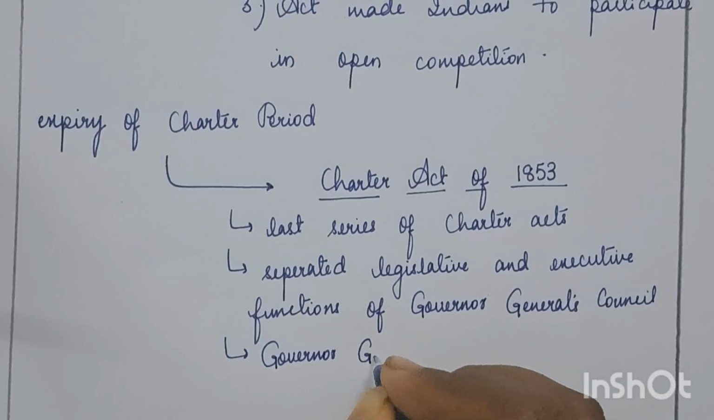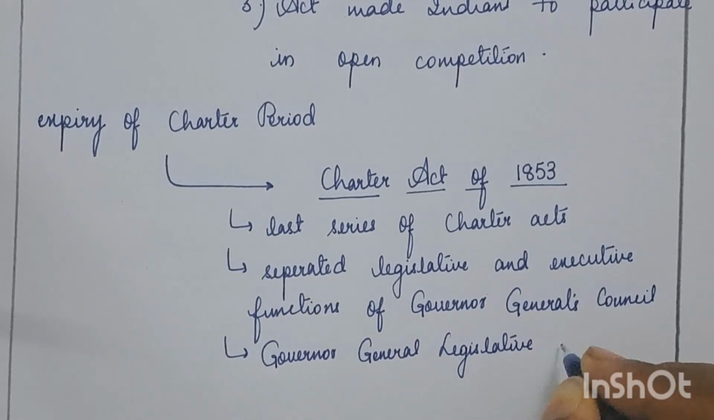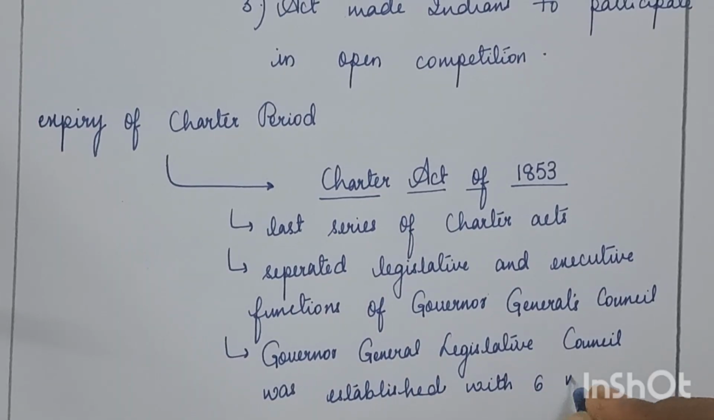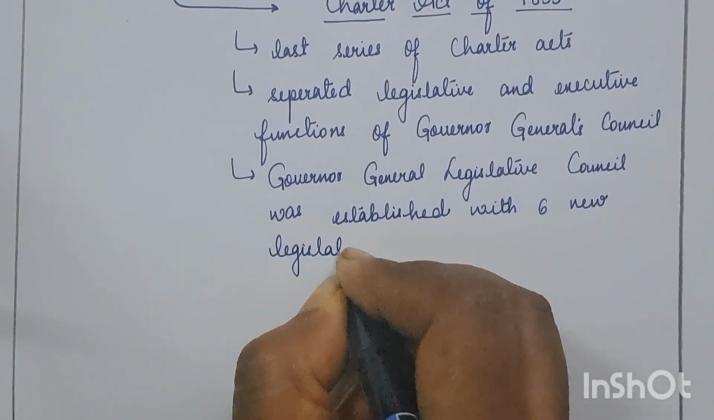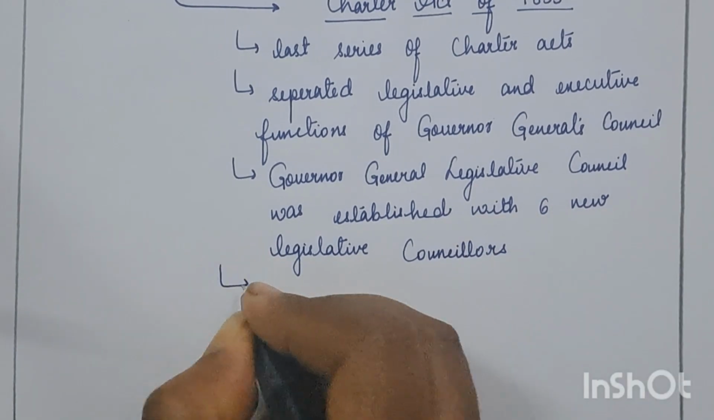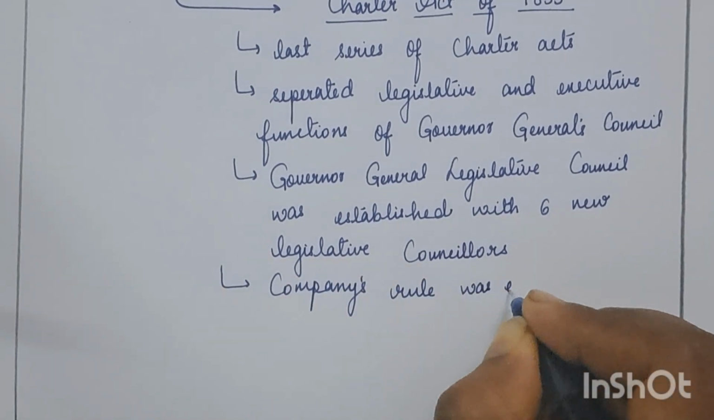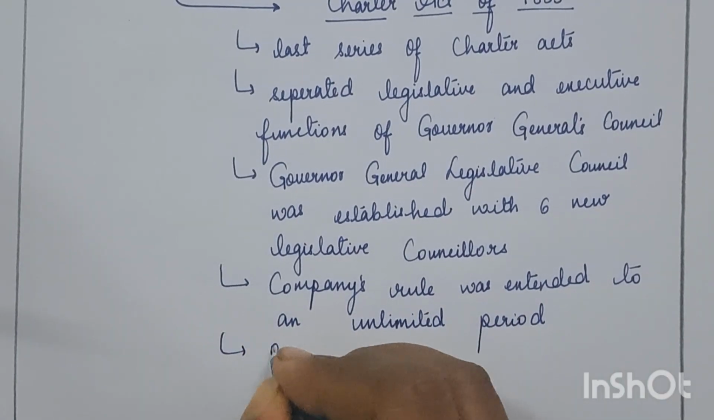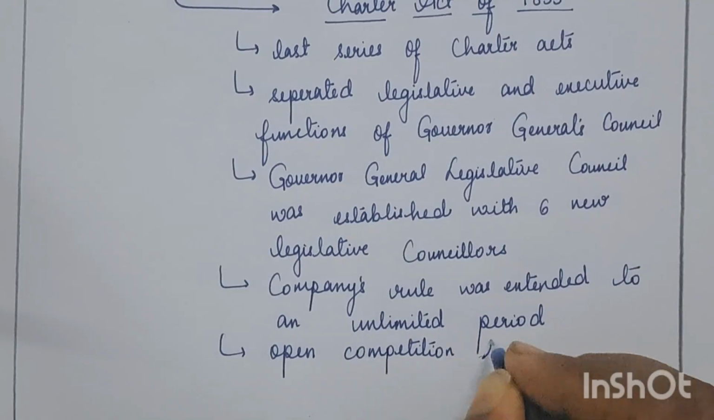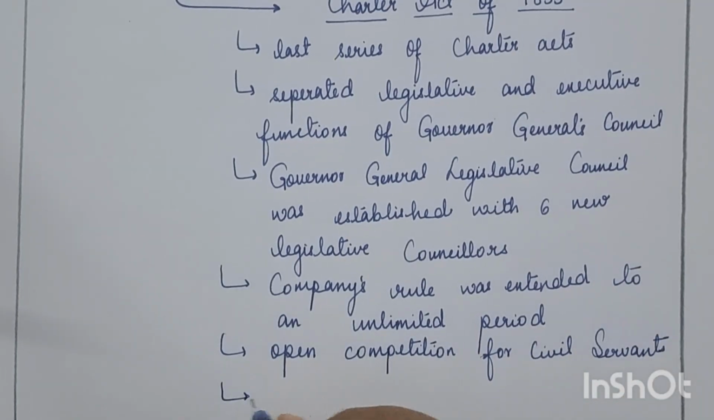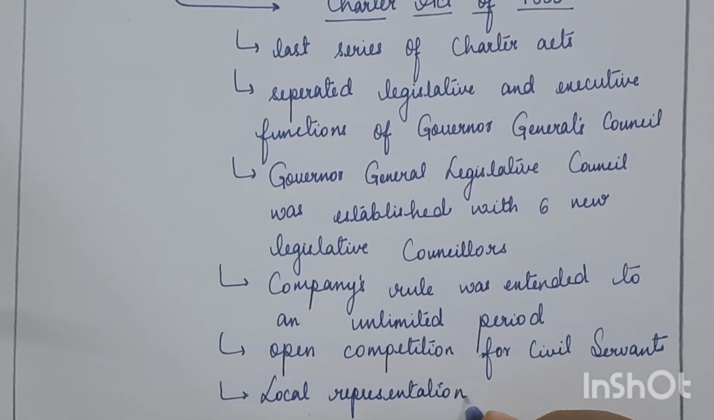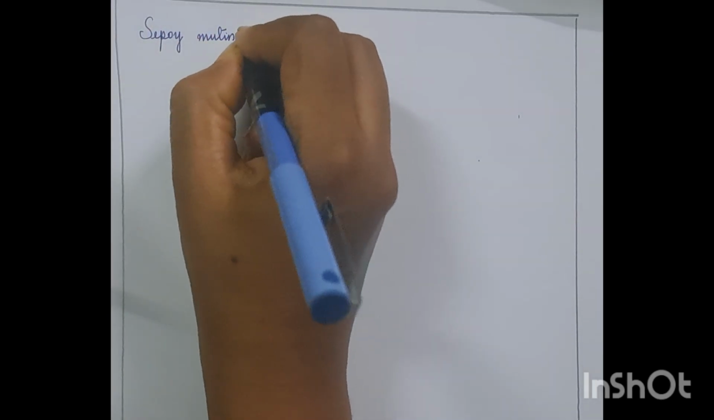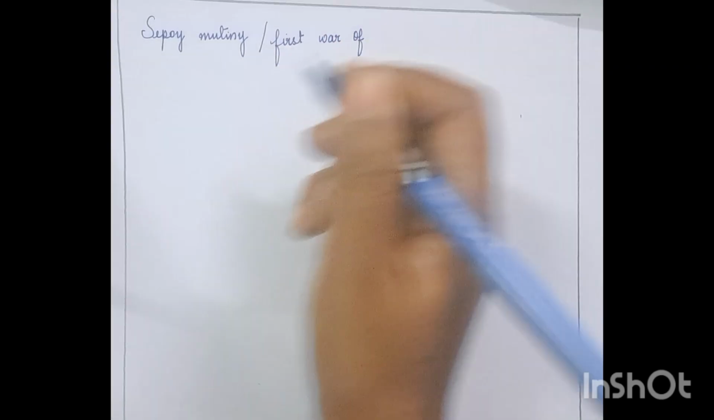The company's rule was extended to an unlimited period and shows that British do not want to leave India. The open competition for civil servants was introduced and has given local representation to Indians in Indian Legislative Council. Of the 6 new legislative members, 4 were appointed by the local governments of Madras, Bombay, Bengal and Agra. As the open competition system of selection and recruitment of civil servants was introduced, Macaulay Committee was appointed, the Committee on Indian Civil Services.